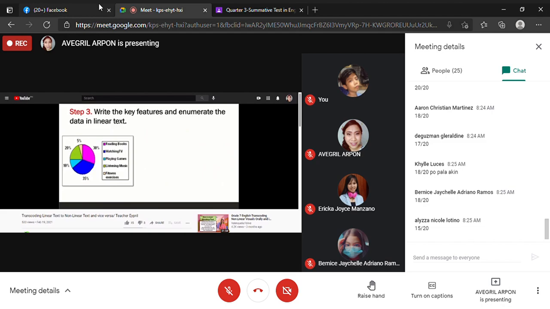Step 3. Write the key features and enumerate the data in linear text. Here are the key features. Rico spends 3 hours in reading books, 3.5 hours in watching TV, 1 hour in playing games, 2 hours in listening to music, and half hour in doing fitness exercises.